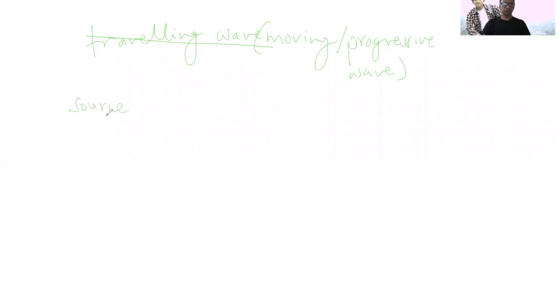Let's consider a traveling wave, or moving wave. We can say it is a progressive wave. If this is the source that is producing the wave, this wave will be propagated like this. For simplicity, we are taking a transverse wave, not a longitudinal wave. And if this is the mean position or equilibrium position, right?